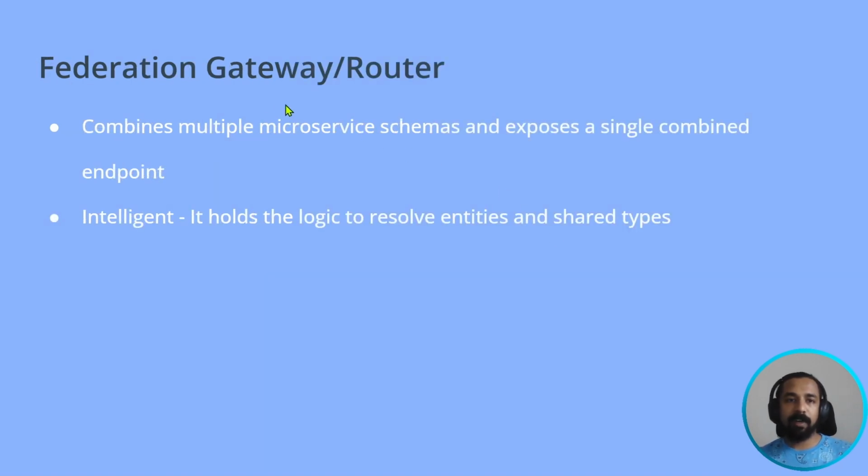Next, we have a federation gateway or router. This is similar to the concept of a microservice gateway. Our gateway or router will combine multiple microservice schemas and expose them as a single unified endpoint. Also, the router is intelligent, so it holds logic to resolve entities across multiple microservices. Like if the request contains multiple parts which should be resolved from different microservices, the router can intelligently route or direct each of these requests.